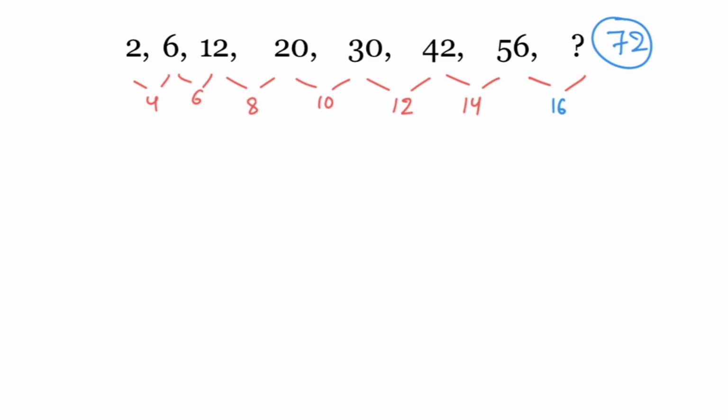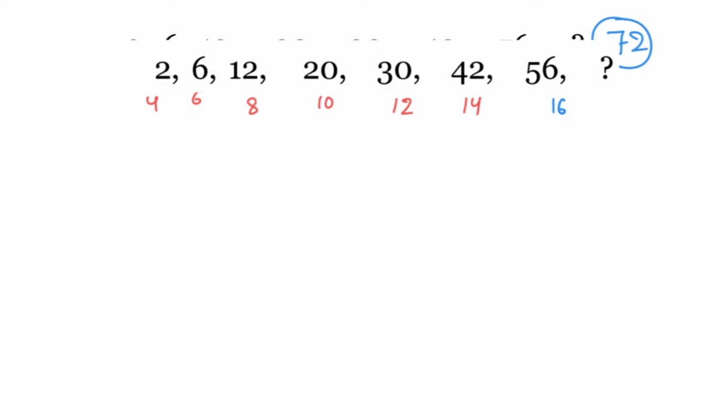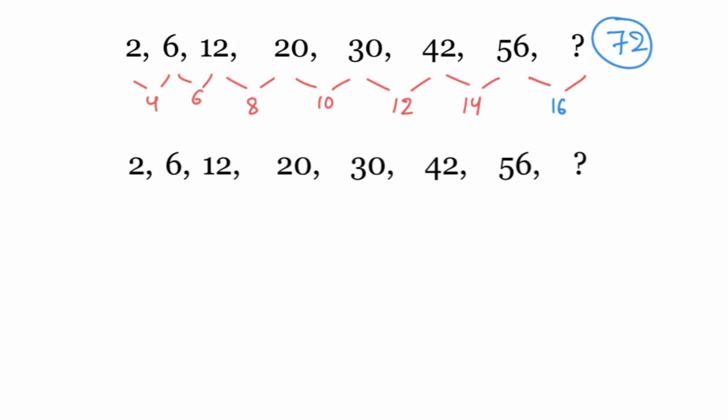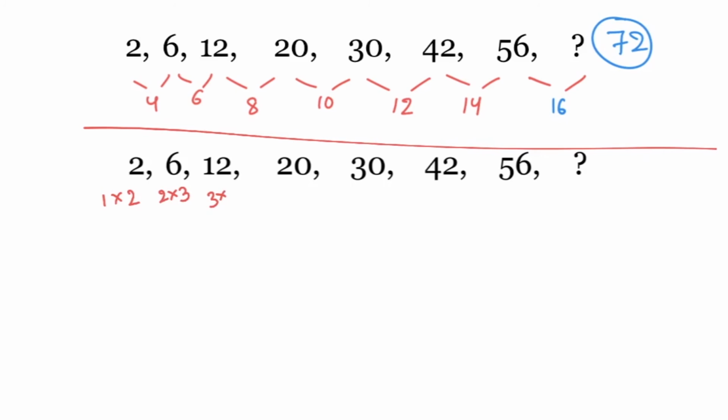Otherwise, this series is given, we need to find the missing term. 2 is 1 into 2, 6 is 2 into 3, 12 is 3 into 4, 20 is 4 into 5, 5 into 6 is 30, 6 into 7 is 42, 7 into 8 is 56, next 8 into 9, answer is 72.